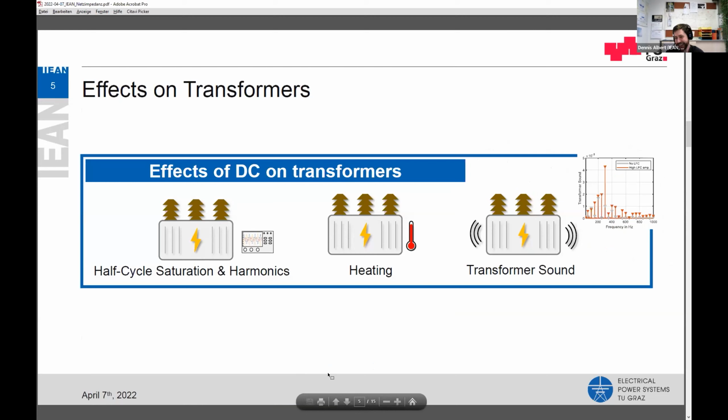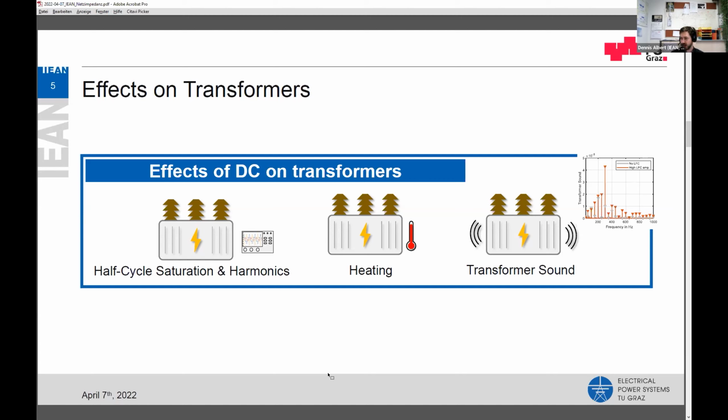Thanks, Philipp. Yeah, these DC currents or low frequency currents then entering our power grid cause problems at the transformer. So as Philipp already mentioned, we have the half cycle saturation causing current and voltage harmonics. These harmonics then again cause the transformer to heat up if they last very long and are very strong. And accompanied by this heating and half cycle saturation, we also have a transformer sound.